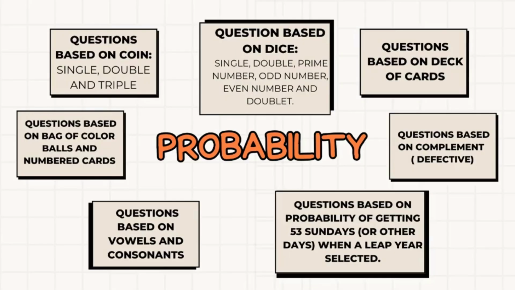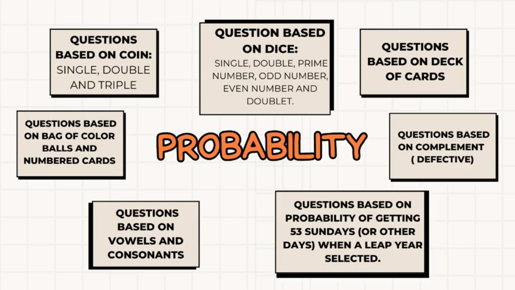And the last chapter is probability. Remember, probability of a sure event is 1. The probability of an impossible event is 0. Probability of an event plus probability of not that event is equal to 1.